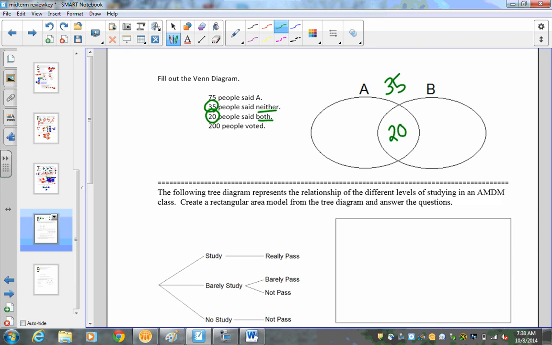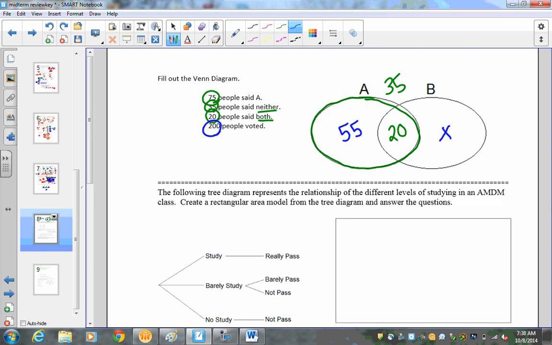Okay? Now, it says here that 75 people said A. So that means in this entire circle, 75 people will be present. But notice that 20 is already represented in the both category, so simple subtraction says 55 would be A only. Now, we have to find B, and there are 200 people that said B.